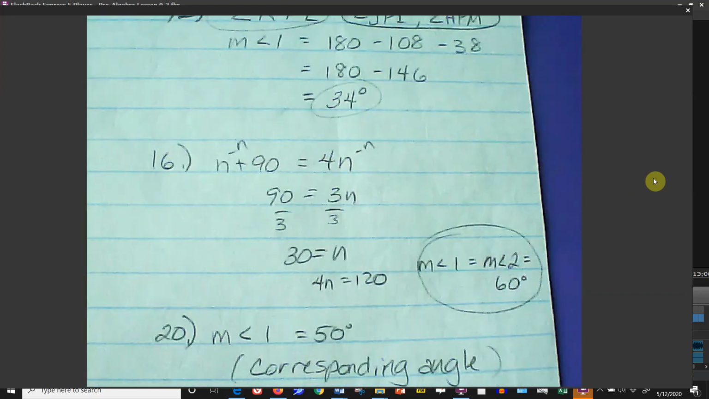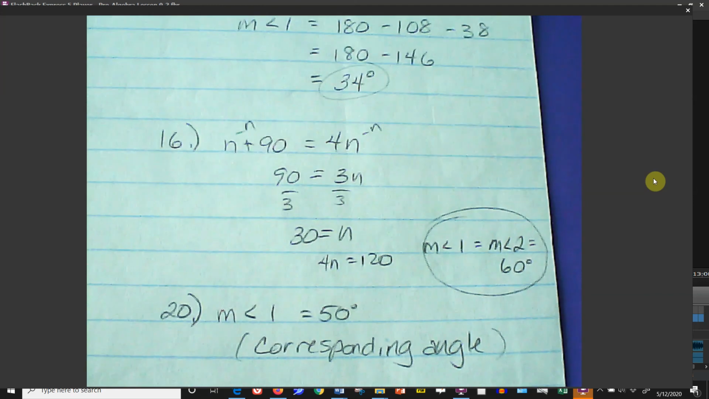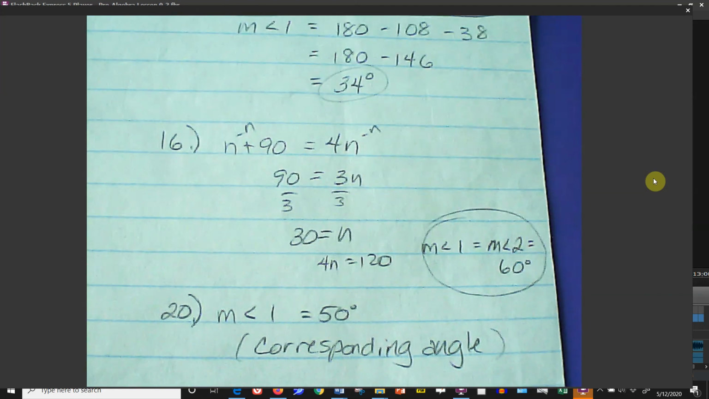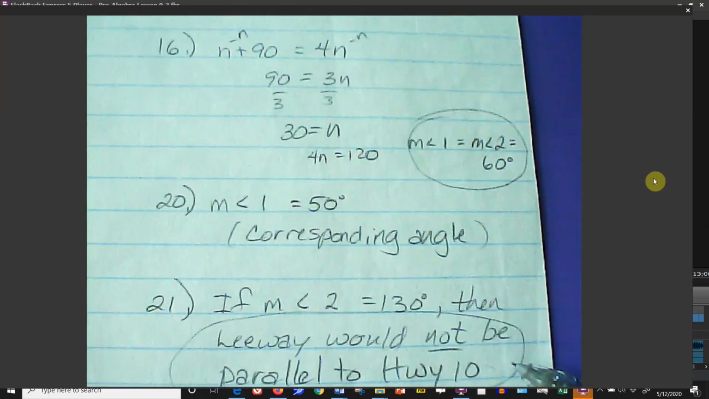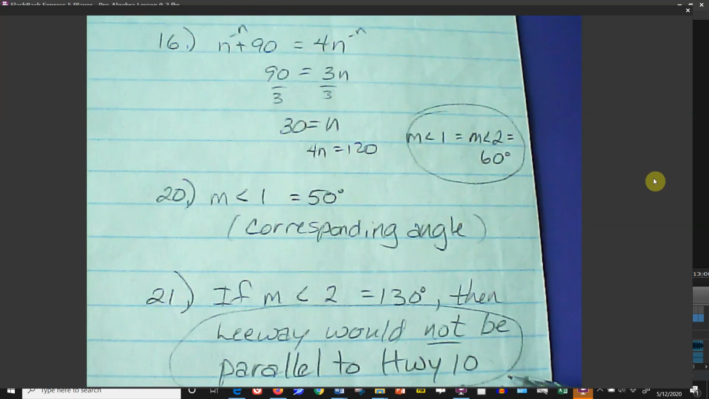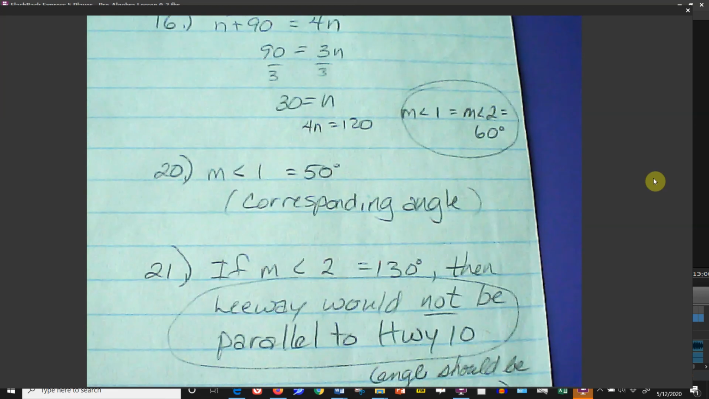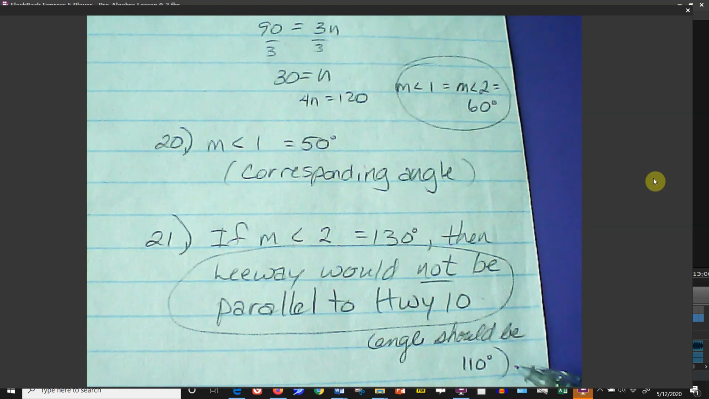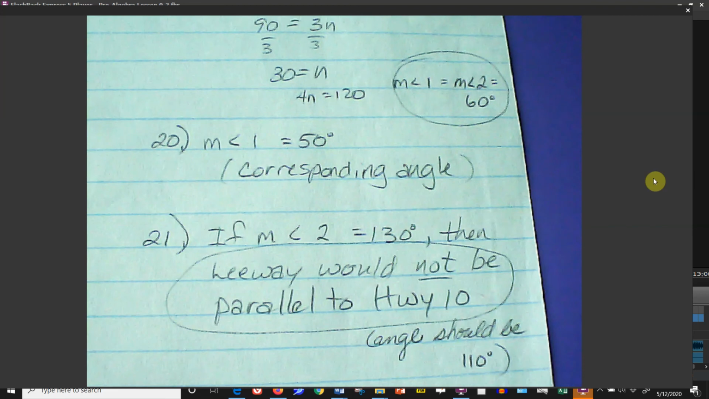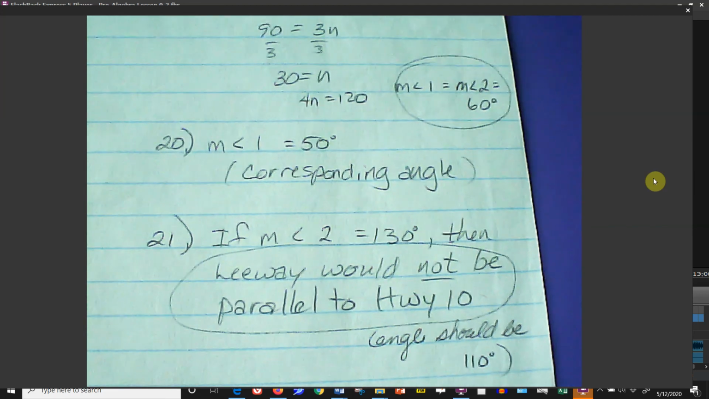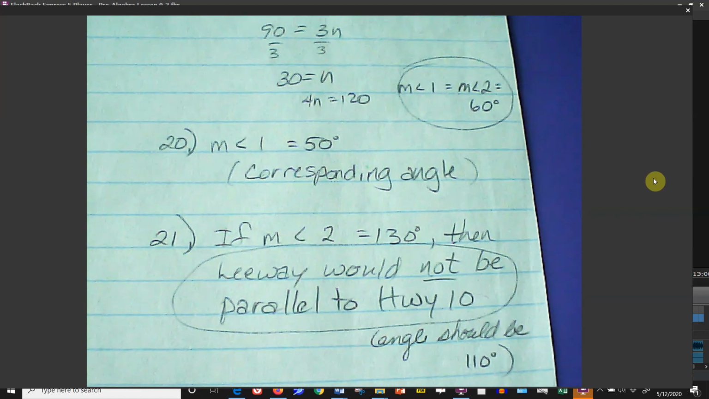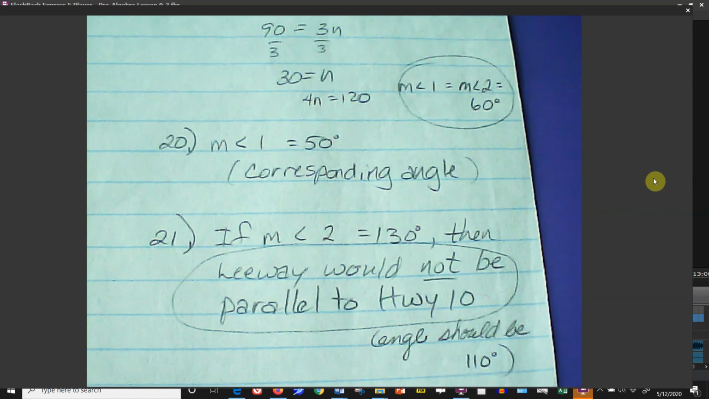Number 20, the measure of angle 1 is 50 degrees. It is a corresponding angle. Then number 21, if the measure of angle 2 is 130 degrees, then leeway would not be parallel to highway 10, because the angle would have to be 110 degrees for it to be parallel, because the transversal has to cut through parallel lines at the same angle, right? And that's why we can get all these corresponding alternate interior things that are congruent.